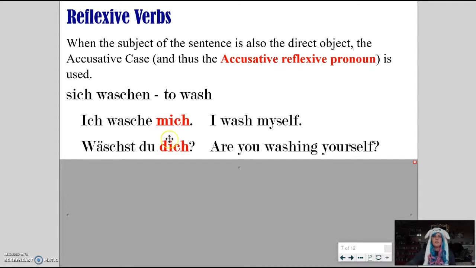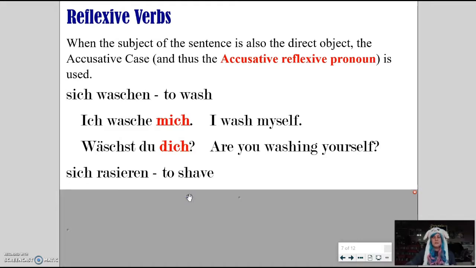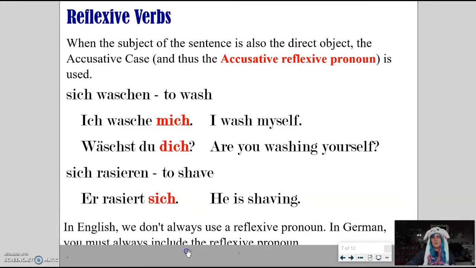Wäschst du dich is in the accusative. Are you washing? Whom are you washing? Are you washing yourself? Gets me the direct object, dich. With another verb, sich rasieren, to shave. Rasiert sich. He is shaving.